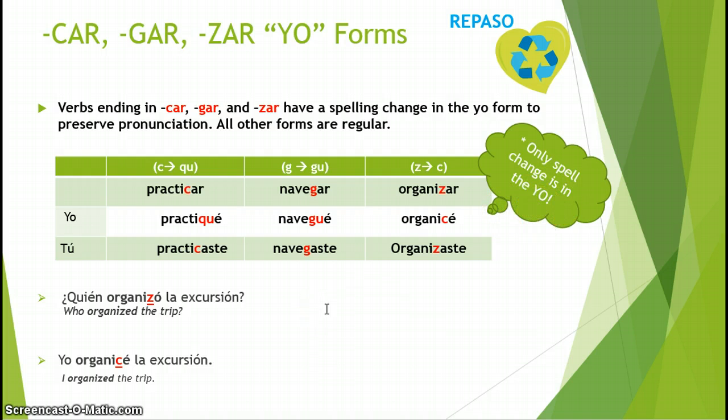Unos ejemplos. ¿Quién organizó la excursión? Who organized the trip? In this one, I will conjugate it in a question. Since I don't know who it is, it could be one guy, one girl, it could be a group of people. We're going to go ahead and conjugate it in that él, ella, usted form. ¿Quién organizó la excursión? Since we don't know who it is that organized it.